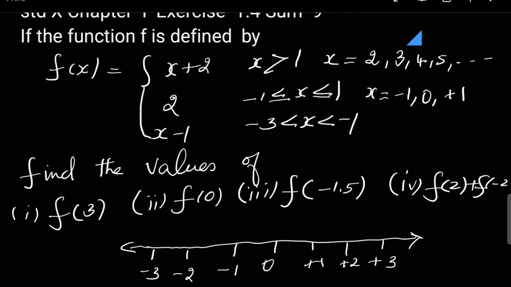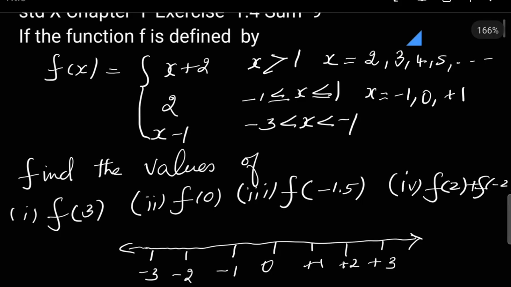And it takes x minus 1 when x lies between minus 3 and minus 1. See, here you have minus 3 and here you have minus 1. But it is strictly between, so you should not include these two values, minus 3 and minus 1. Between minus 3 and minus 1, you have only one value, that is x equal to minus 2.